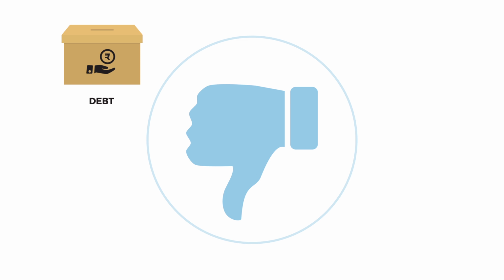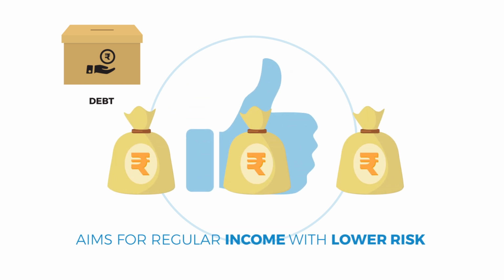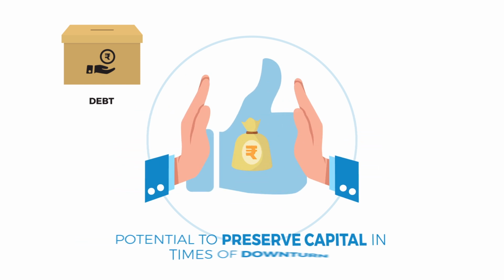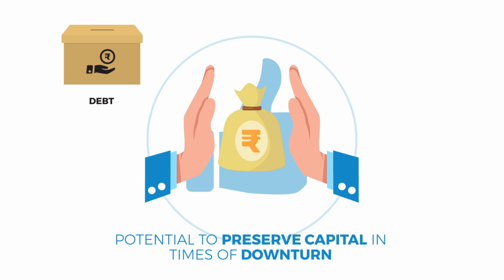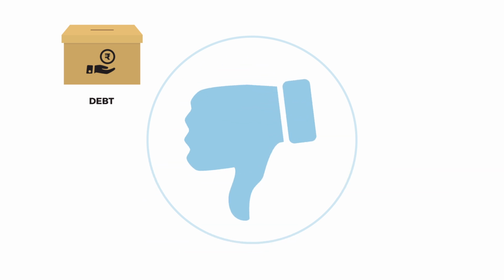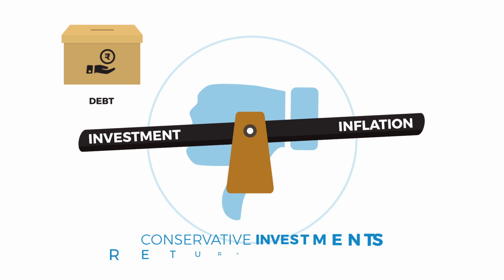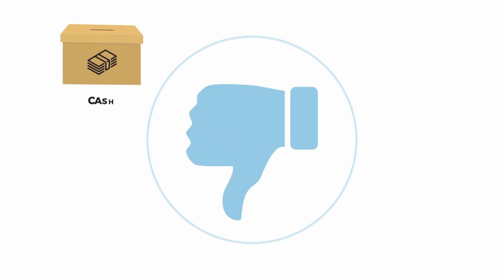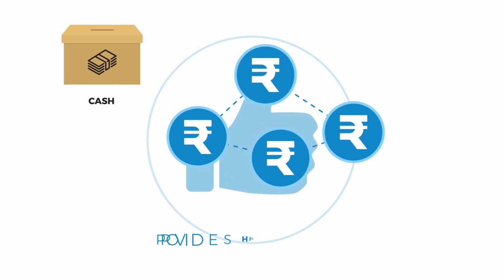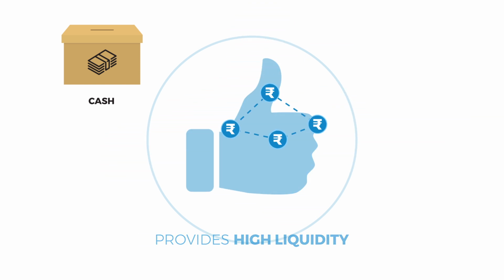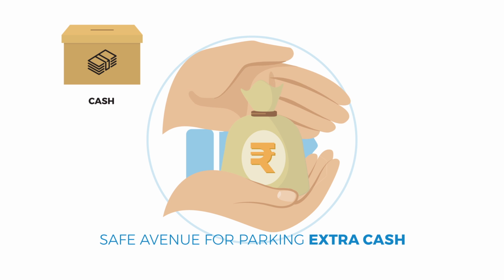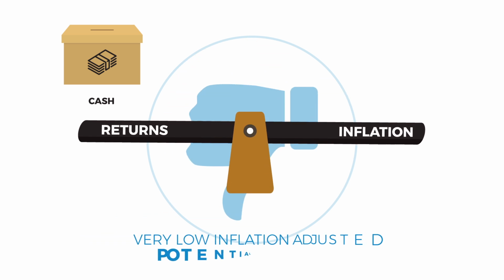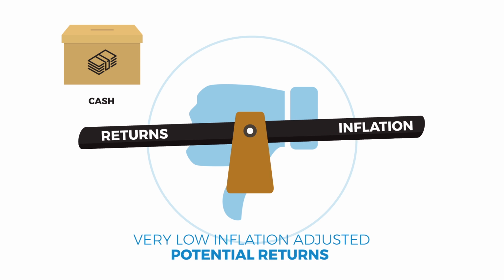Debt. The upside: generates regular income, lower risk, potential to preserve capital in times of downturn. The downside: conservative investments, returns may not beat inflation. Cash. The upside: provides high liquidity, safe avenue for parking extra cash. The downside: very low inflation-adjusted potential returns.